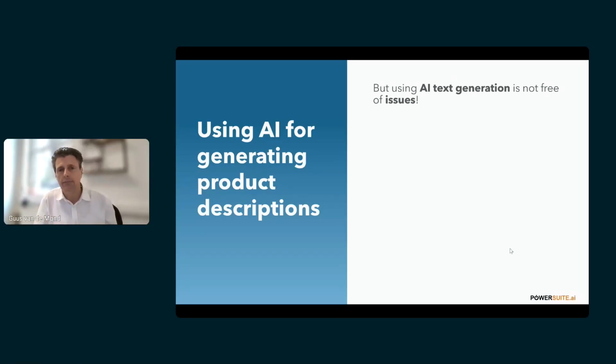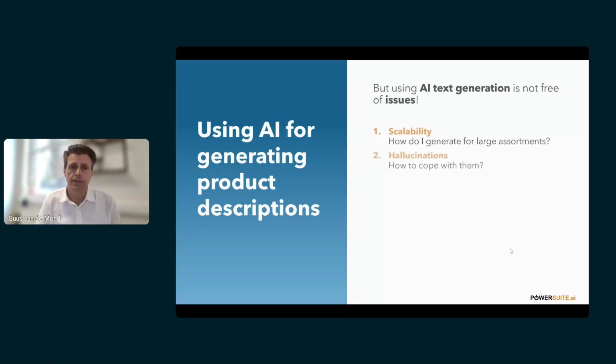I've listed 5 here, and I'd like to go over these to show what the challenges are and how we deal with them in practice. The first challenge is scalability. With ChatGPT and Texima, it works beautifully. I can easily handle that. But if I have 1,000, 10,000, 100,000 products, I'm obviously not going to copy and paste that 10,000 times.